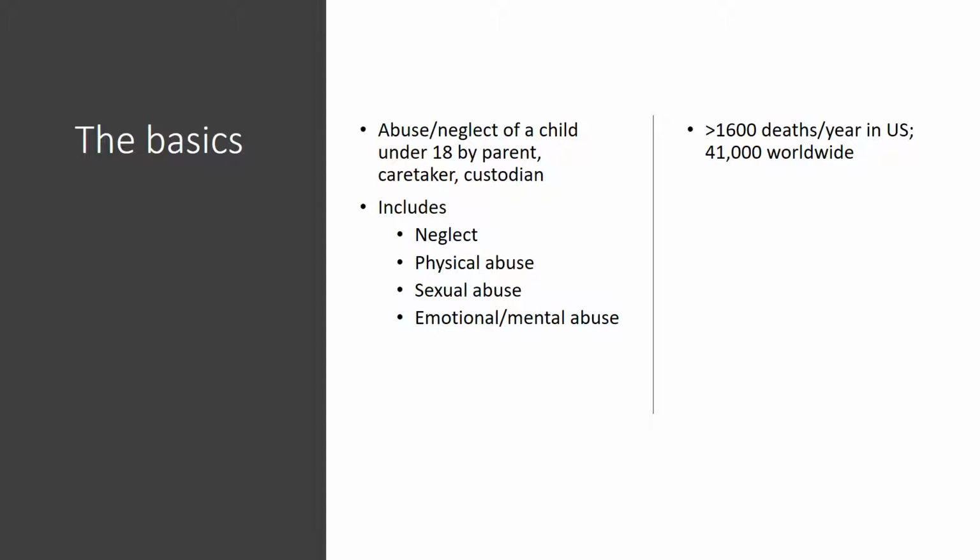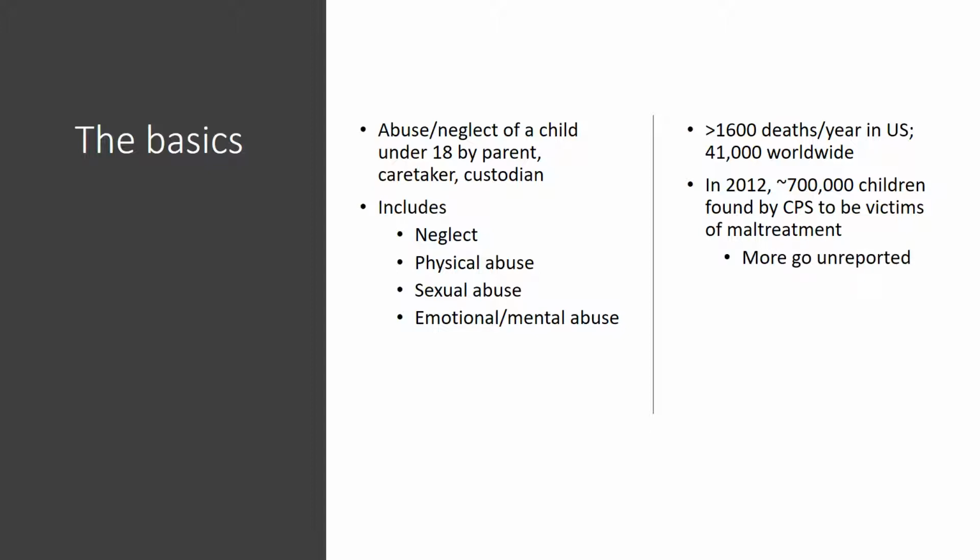It is responsible for over 1,600 deaths per year in the United States, according to the CDC, and 41,000 deaths worldwide per year, according to the World Health Organization. In 2012, roughly 700,000 children were found by Child Protective Services to be victims of maltreatment. Now, this is just the ones that are reported. If they're misclassified as not maltreatment, or if they're never even reported to law enforcement, they're not going to be included in this number. So there's a good chance that these rates of death and of non-fatal maltreatment are higher, but we don't know. It's kind of this dark figure.